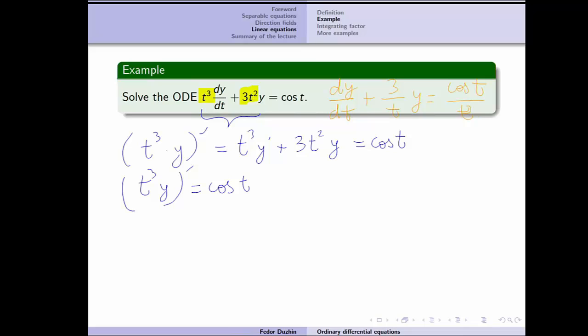Imagine that instead of y being the unknown, the whole product t cubed times y is the unknown. This expression tells us that the derivative of this unknown function is cosine t, which means that the unknown function itself, which is now t cubed times y, is the integral of cosine t, which is sine t plus a constant.